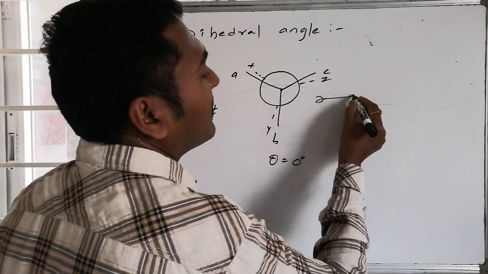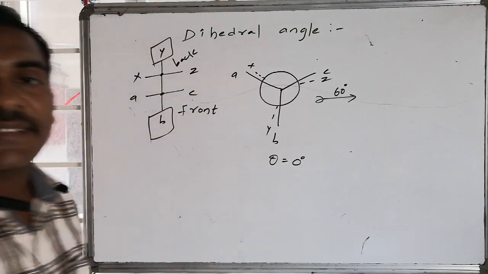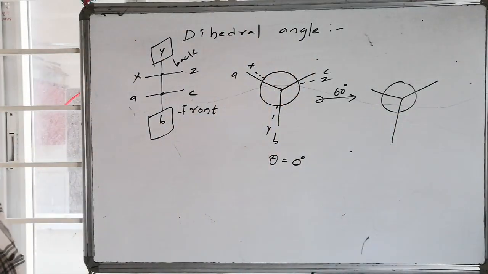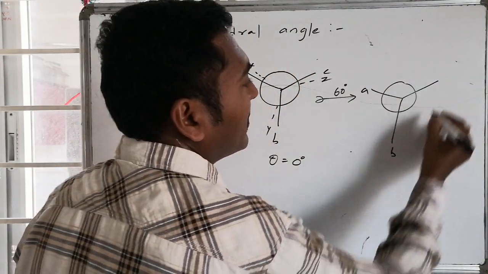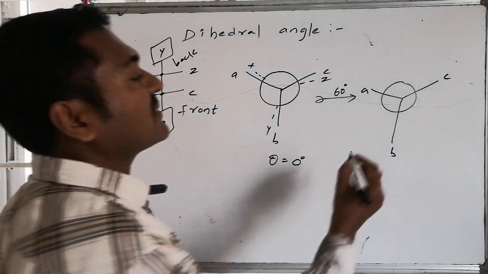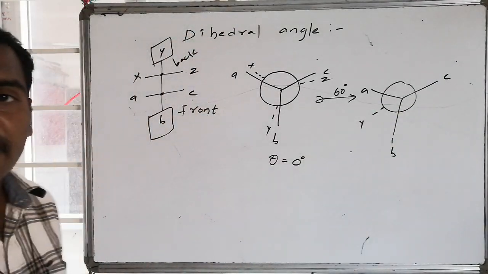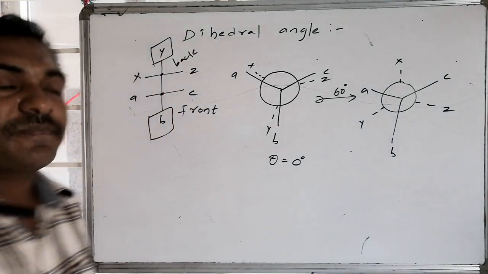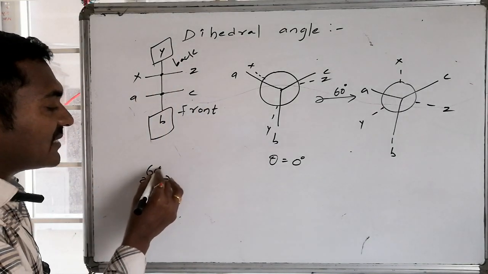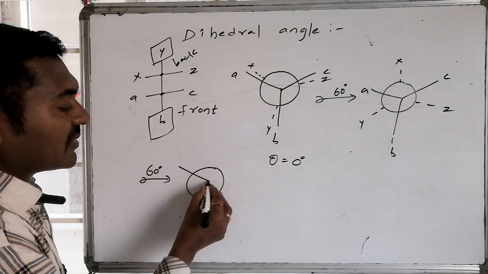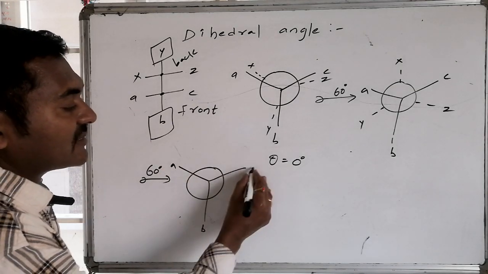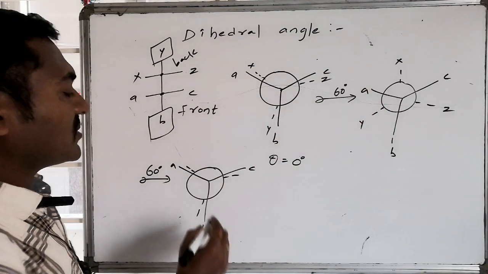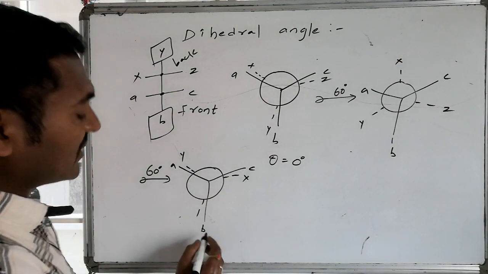If I rotate this by 60 degrees, keeping the front as it is for some time, if I rotate the back carbon atom by 60 degrees, the front has valencies A, B, followed by C. The back side valencies have now moved by 60 degrees out of 360 degrees. This will become Y, this will become X, and this will become Z. Whereas if I rotate it by another 60 degrees, here it remains A, B, C as it is, whereas the atom present at this place has moved to A's location, so this will become Y, this will become X, and this will become Z.